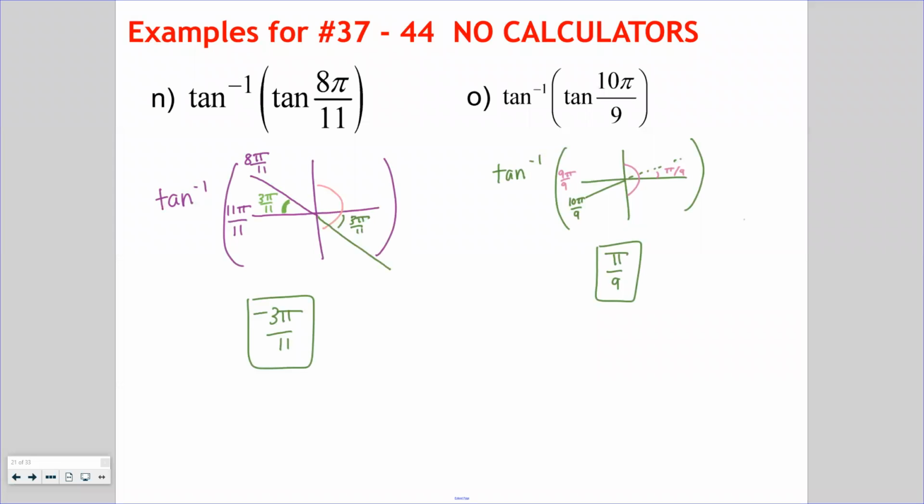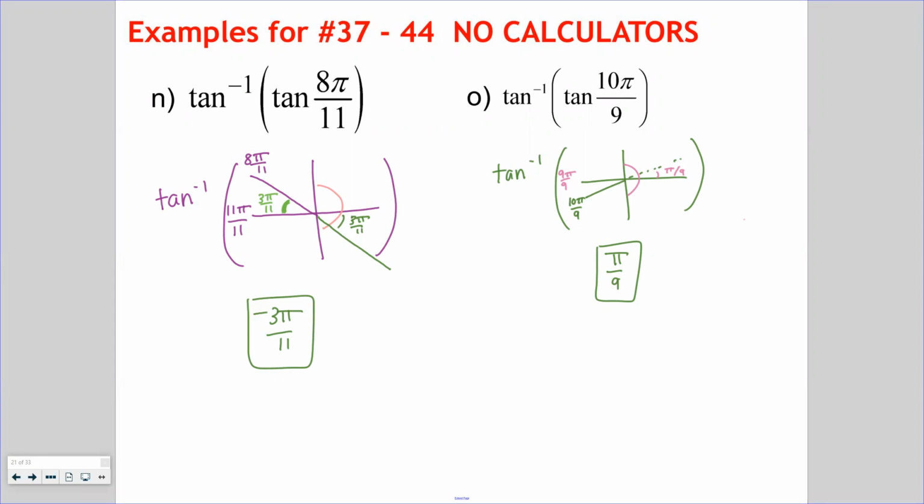All right, final answer here is going to be pi over 9. Okay, so 10 pi over 9 sits in the third quadrant. Inverse tangent requires an angle to be in the first or the fourth quadrant. So we're going to reflect that 10 pi over 9 over the x and y axis, or 180 degrees, to get pi over 9.